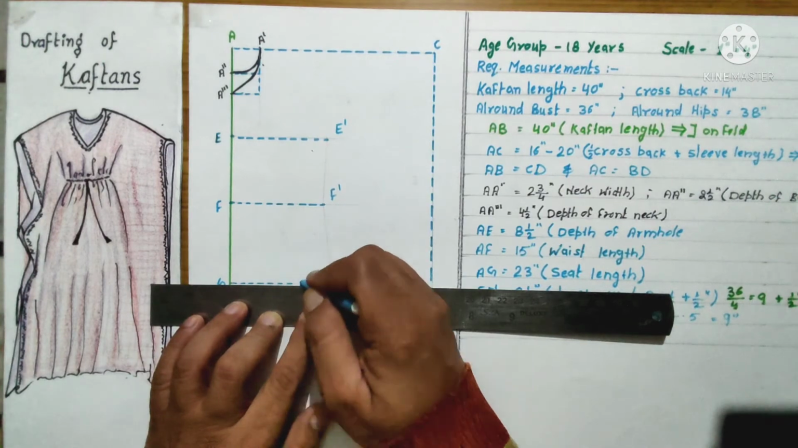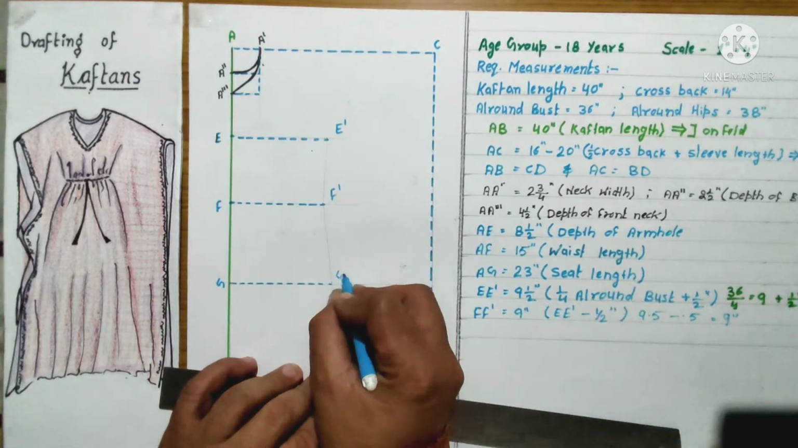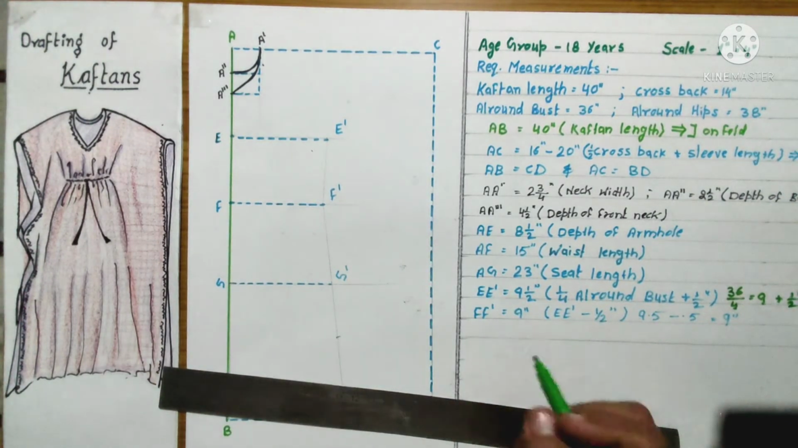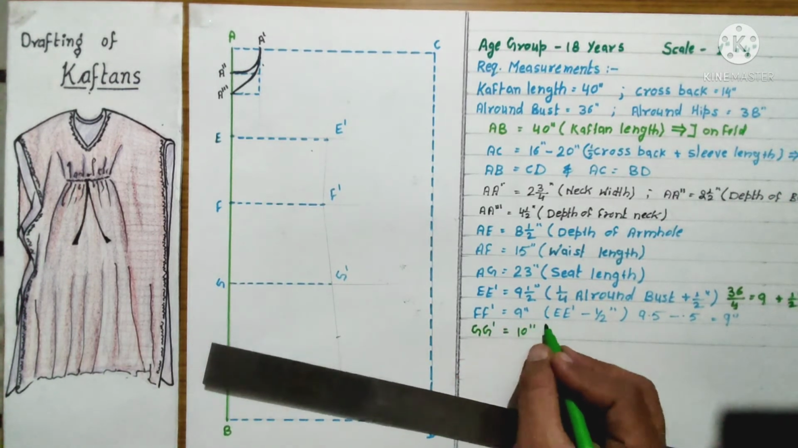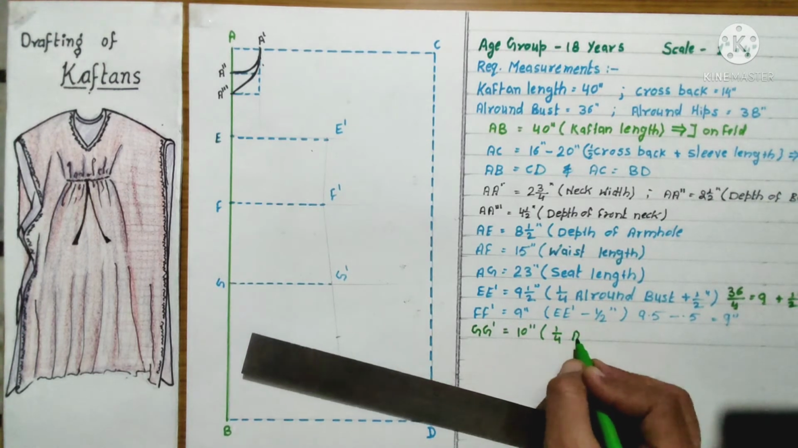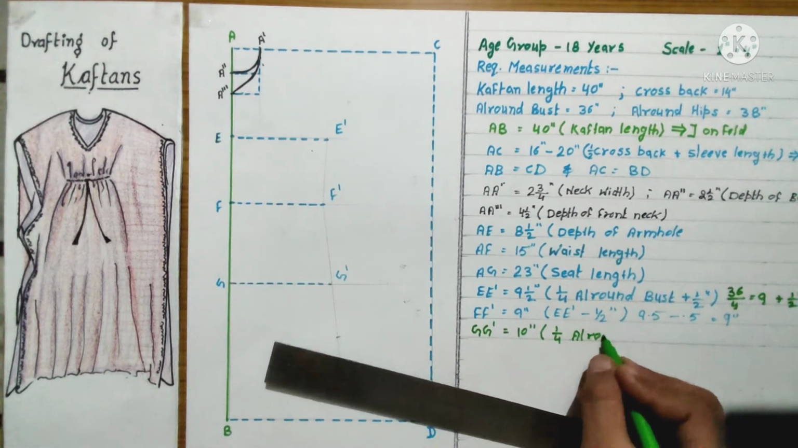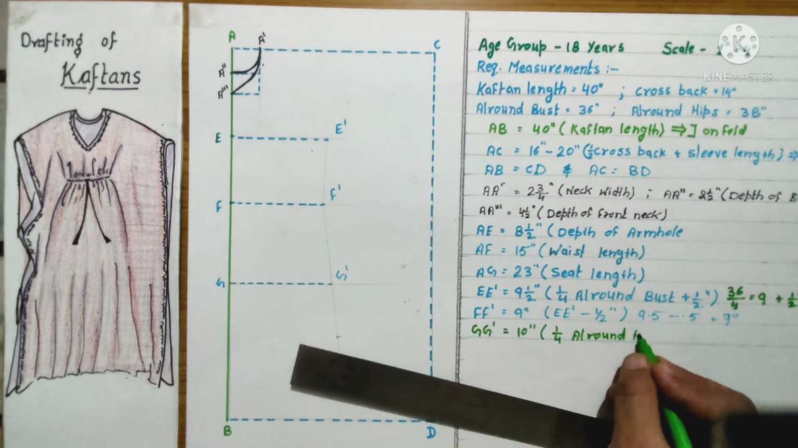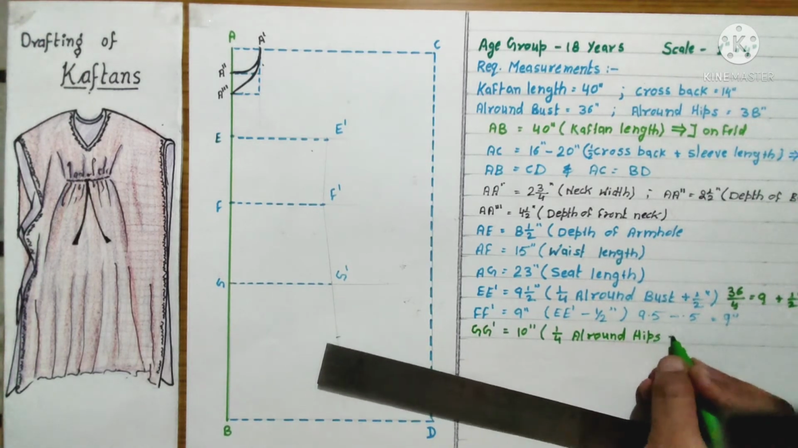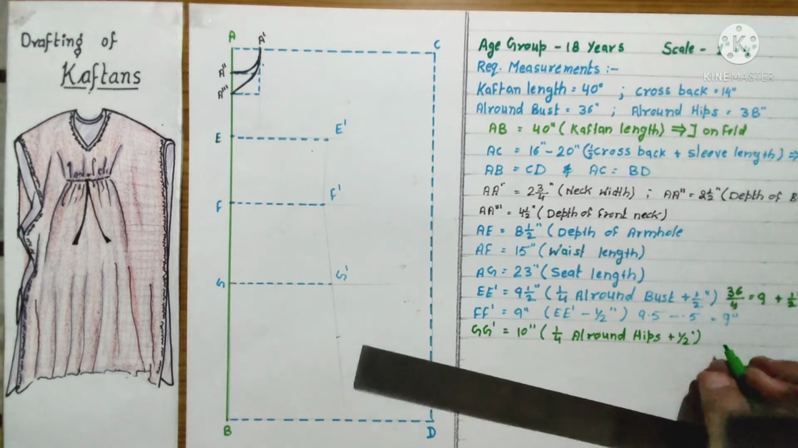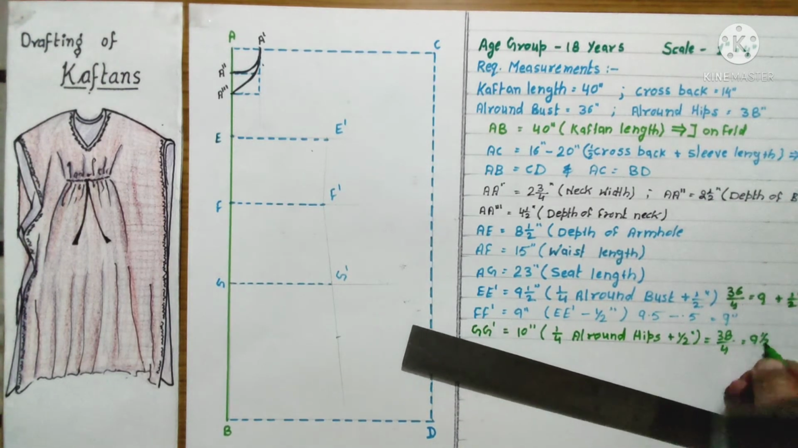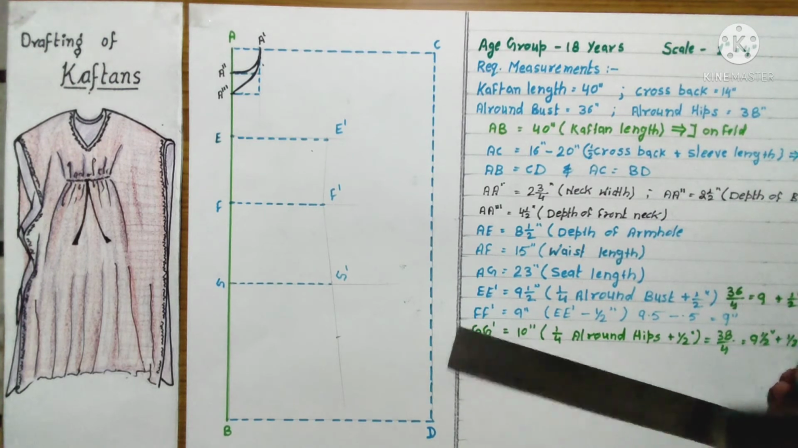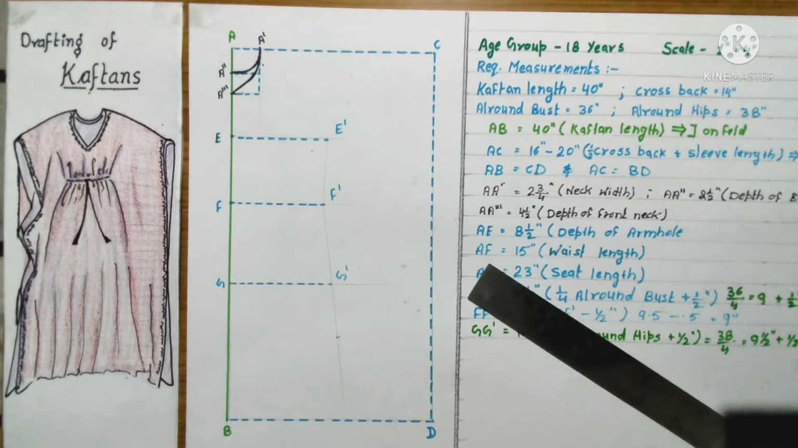G to G dash, again I am squaring out a point G dash as G to G dash is equal to 10 inches, as 1/4 of the all round hips plus half inch for the ease. You may increase the ease as per your taste. If you want it a little bit more loose, you can just increase half an inch more than that, but it seems beautiful if it comes with the fitting. So 38 by 4, 9.5 plus half inch is equal to 10 inches, right?